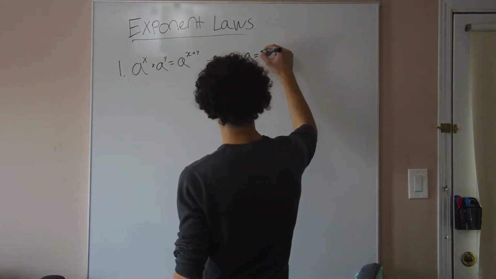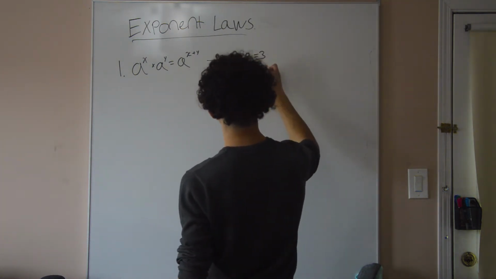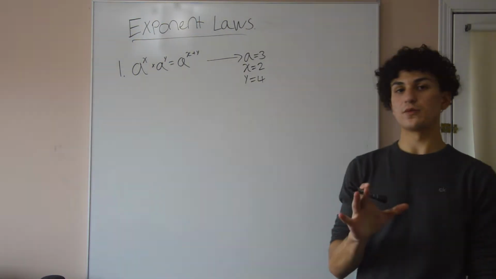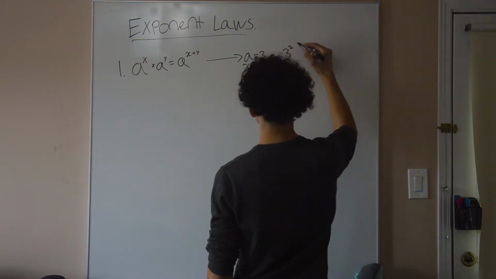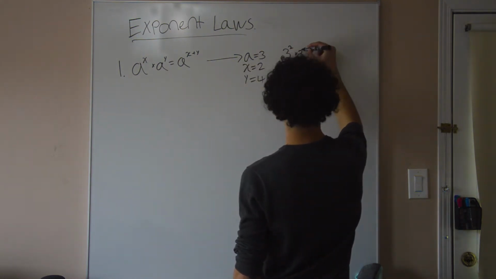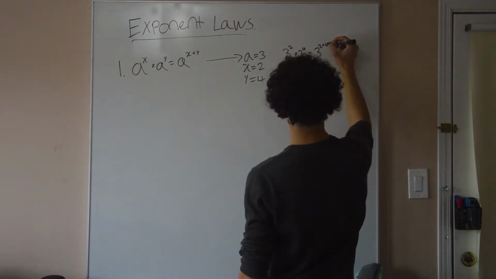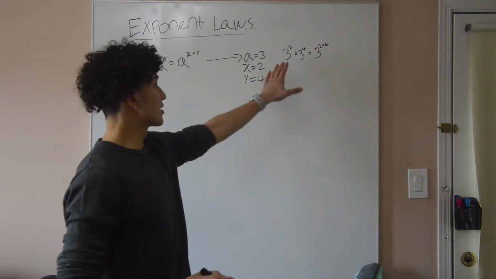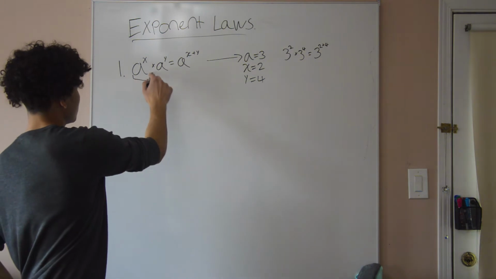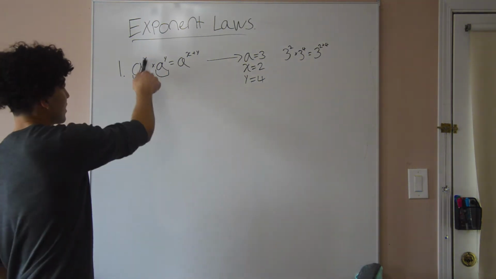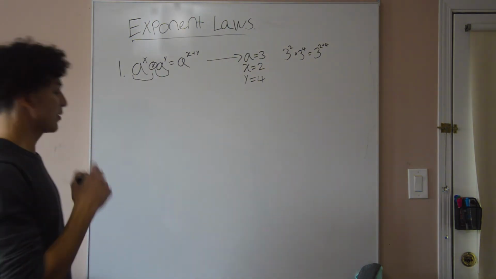Let's sub a equals 3, x equals 2, and y equals 4, for example. So let's just rewrite our equation. 3 squared times 3 to the 4 is equal to 3 to the 2 plus 4, just like that. And we're saying that these are equal because the exponent law tells us these two have the same base, so our exponents are added when we multiply. That's what the first one is saying, and it can be proven.